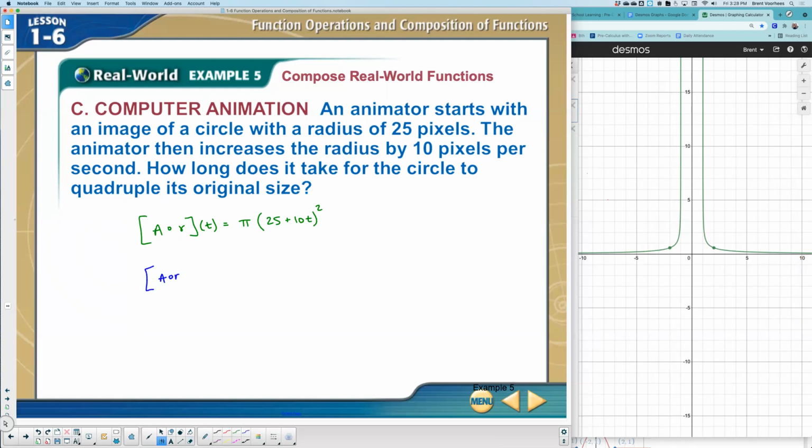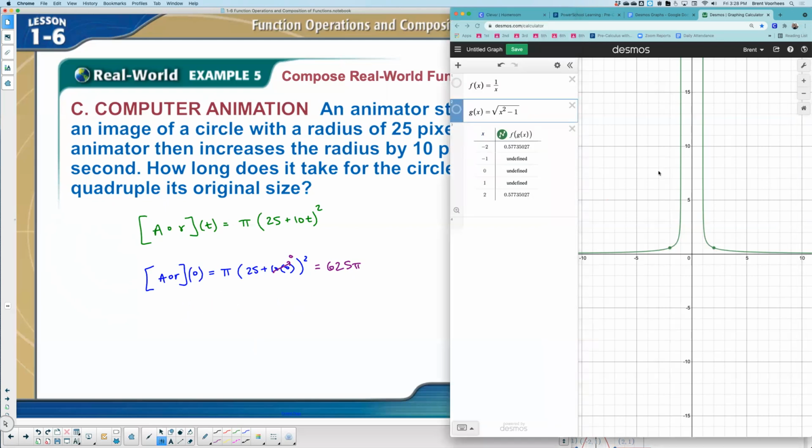So if you want to find the original size, let's first find A of 0. At the original time, you'd have pi times (25 + 10 times 0) squared. 10 times 0 is 0, so that goes away. 25 squared is 625. This is 625 pi, and I'm just going to leave it like that.